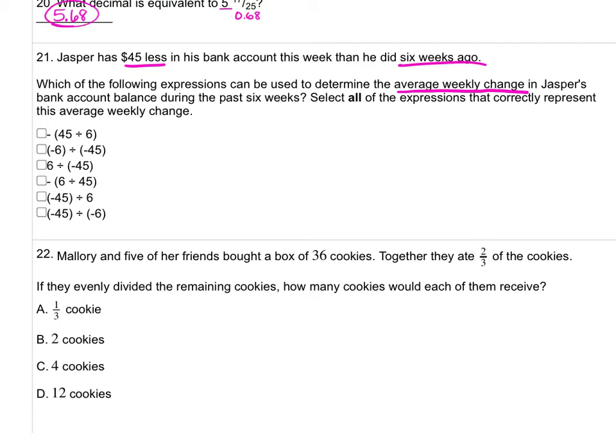So the average weekly change means the change per week. Well, his change per week. So his change was he dropped $45, and this was in 6 weeks' time. So anything that represents negative 45 divided by 6. We know a negative divided by a positive is a negative. So anything that shows that.